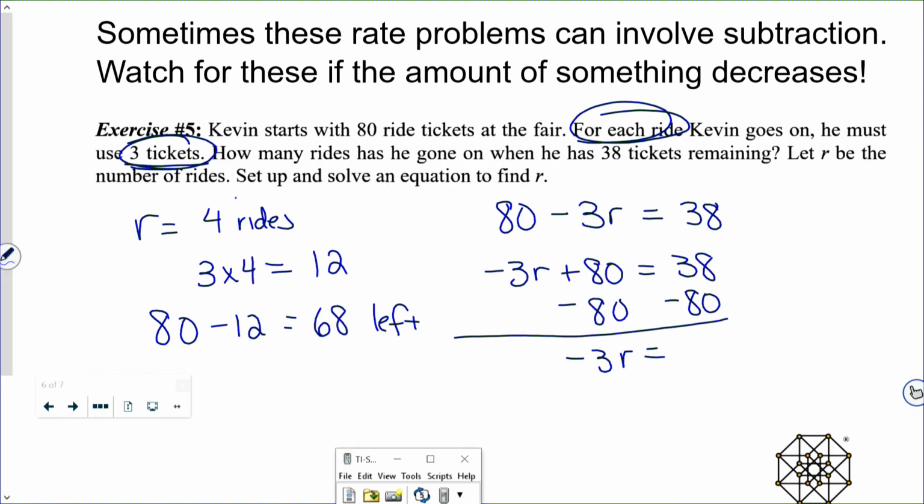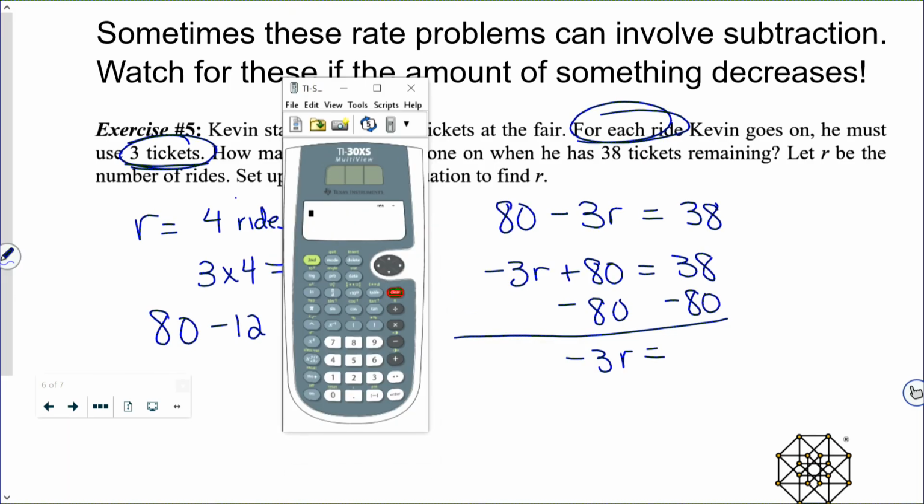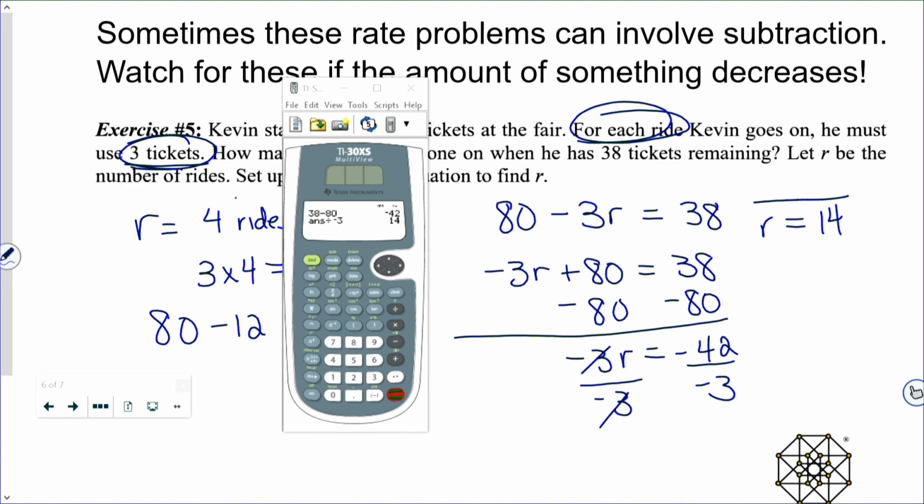Now, if you're wondering what result you'll get, you could do that on your calculator. You just literally do 38 minus 80, and you're going to get negative 42. Furthermore, if you're a little bit confused about dividing negatives by negatives, you could say, I'm going to divide that negative 42 by negative 3, and I find that the number of rides Kevin took was 14.